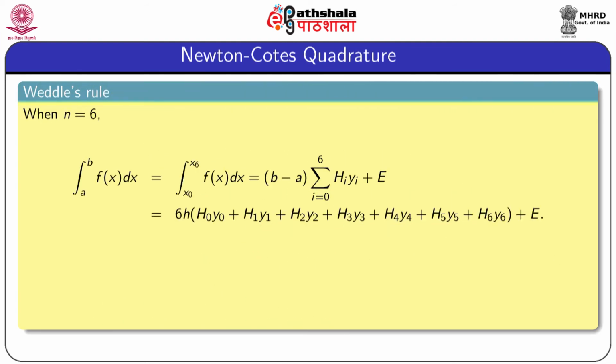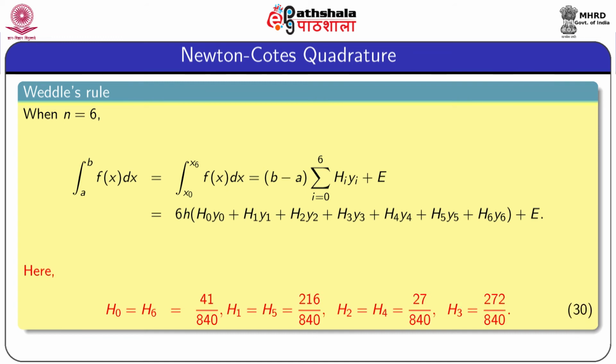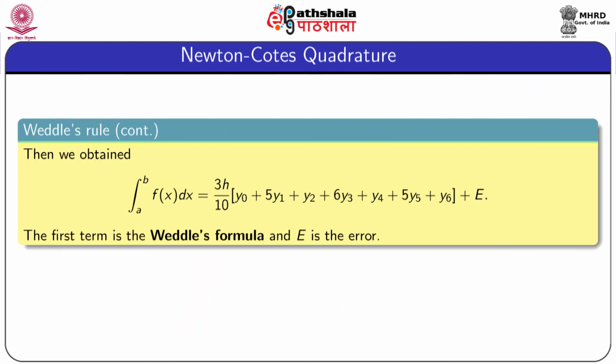Now, in case of n equal to 6, we obtain another formula known as Weddle's formula, and this formula is given by this expression, where h0 to h6 are the 7 Newton-Cotes coefficients, and these values are given by equation 30. Using these values of h, we obtain Weddle's rule as integration a to b of f(x) dx equal to 3h by 10 into (y0 plus 5y1 plus y2 plus 6y3 plus y4 plus 5y5 plus y6) plus e, where e is the error term, and this formula is known as Weddle's formula for n equal to 6.